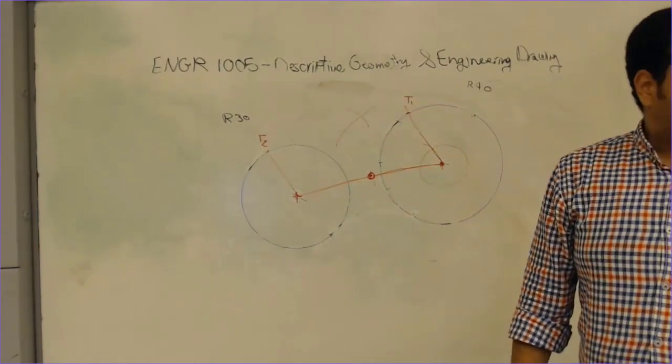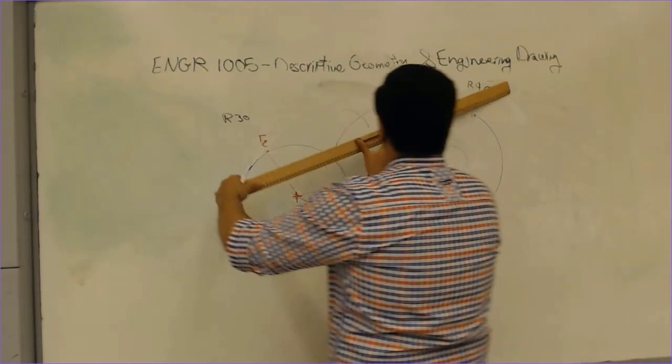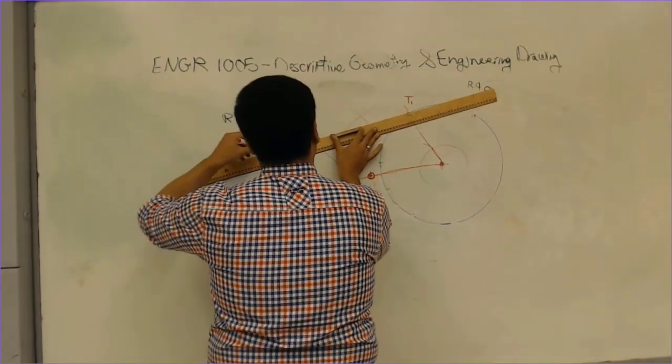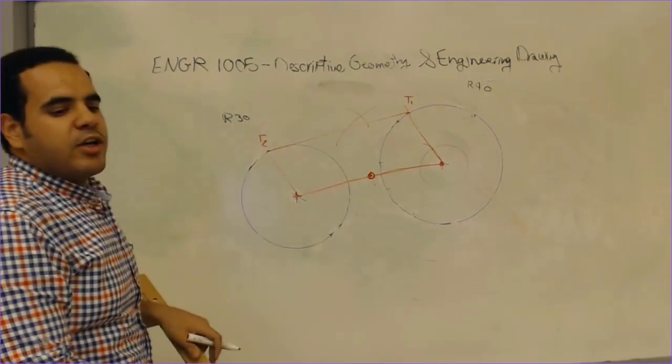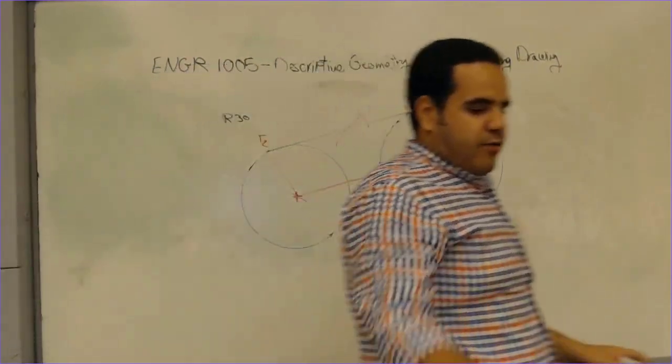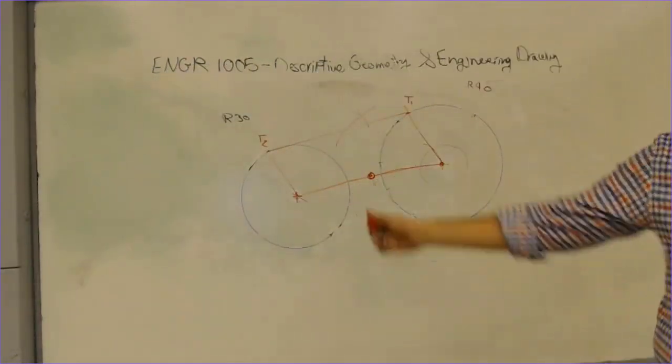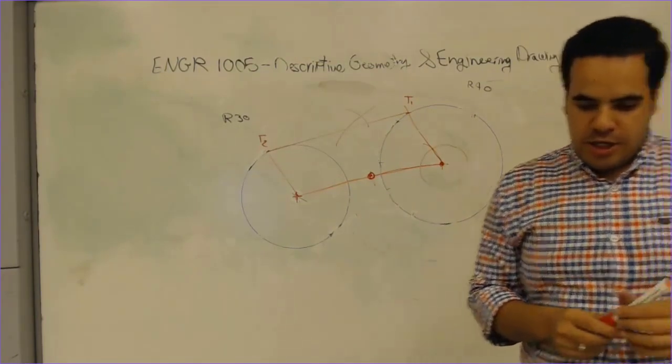Now, just connect the two points like this, and then you have your tangent line. And of course you can flip it to the other side and do the other tangent here.